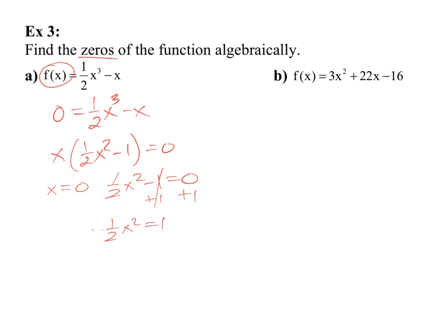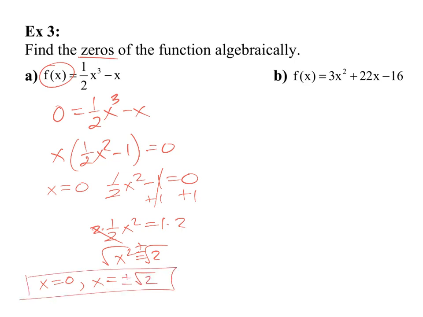I'll multiply by 2. Take the square root of both sides. Don't forget the positive and the negative. So one of my solutions is x equals 0. And I have two other solutions, positive and negative square root of 2. All right, that's all there is to that.